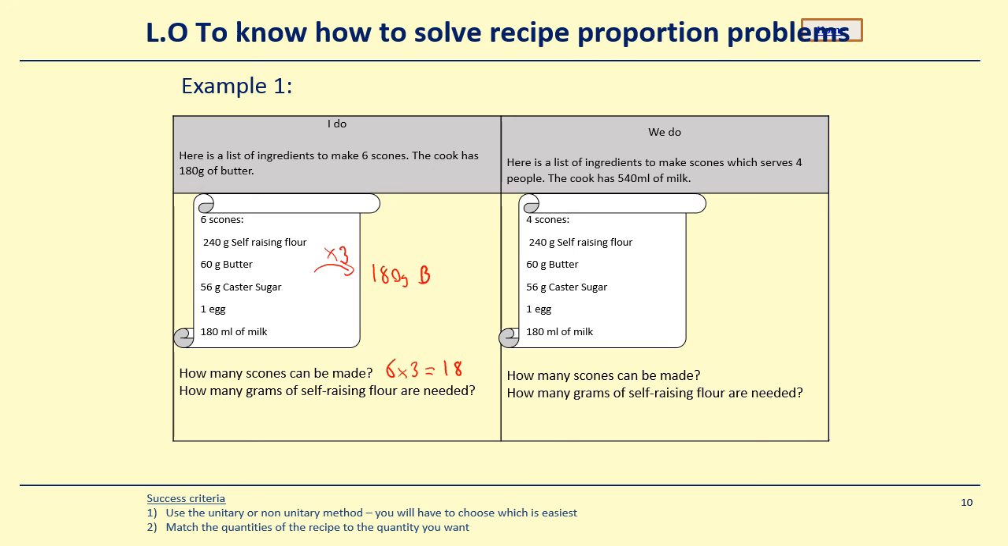And how many grams of self-raising flour are needed? Well, I'm presuming this is needed to make 18 scones. So if he's got 3 times the amount of butter, he needs 3 times the amount of flour. So if we times that ingredient by 3, that will give us 720 grams of flour. So for part B, it's 720 grams of flour. So please pause the video there, copy that one down, have a go at the next one as well, please.